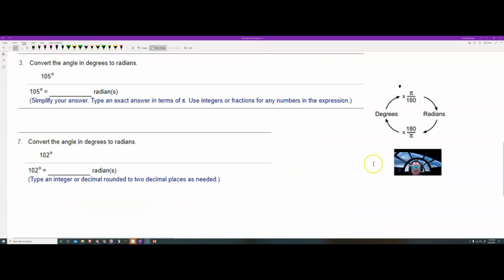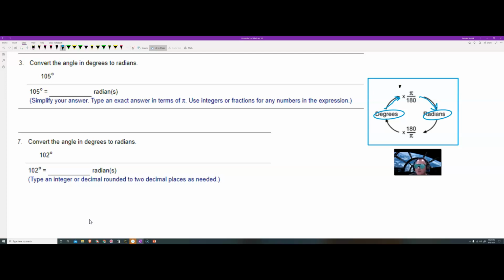All right, our next 2 questions, Earthlings, have to do with taking an angle in degrees and converting it into radians. So over here is your formula that you're going to be using to convert. So we want to go from degrees and turn it into radians. So we're following this rule.